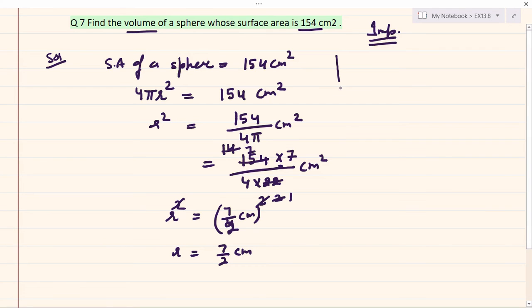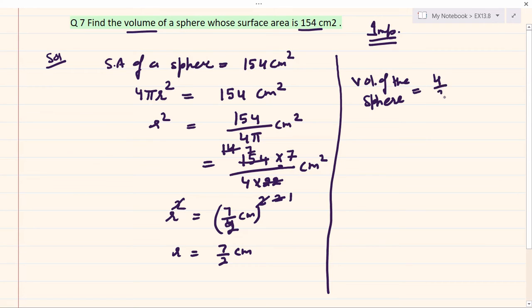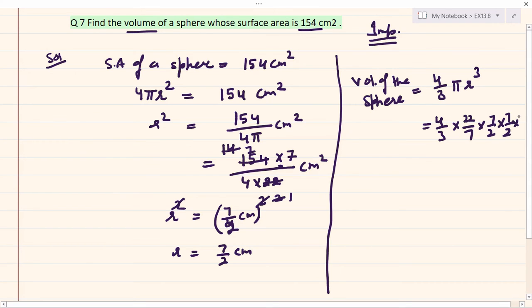Now what I have to do is find the volume of the sphere. This is the second part I am doing here. Volume of the sphere is, what is the volume? 4 by 3 pi r cube, right? 4 by 3, pi is 22 upon 7 and r is 7 by 2. So 7 by 2, 7 by 2 into 7 by 2, and the unit is centimeter cube.